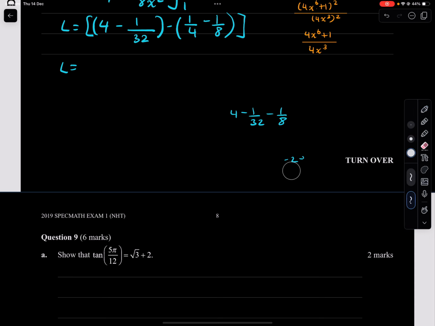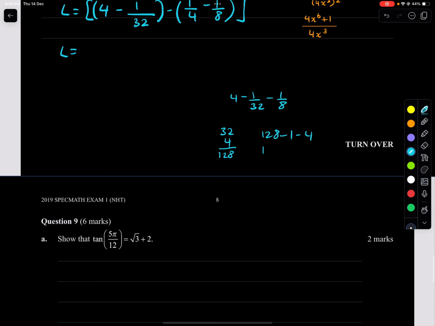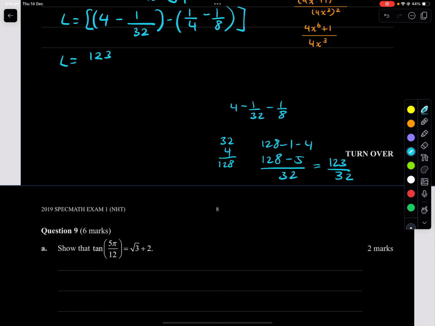That's good, because 32 is a common denominator. What's 32 plus 4? 8, 4, 8, 12, 128. So 128 minus 1, 8, 16, 24, 32, so minus 4. So 128 minus 5 all divided by 32. Wow, that's going to be 123 divided by 32. That's your answer.